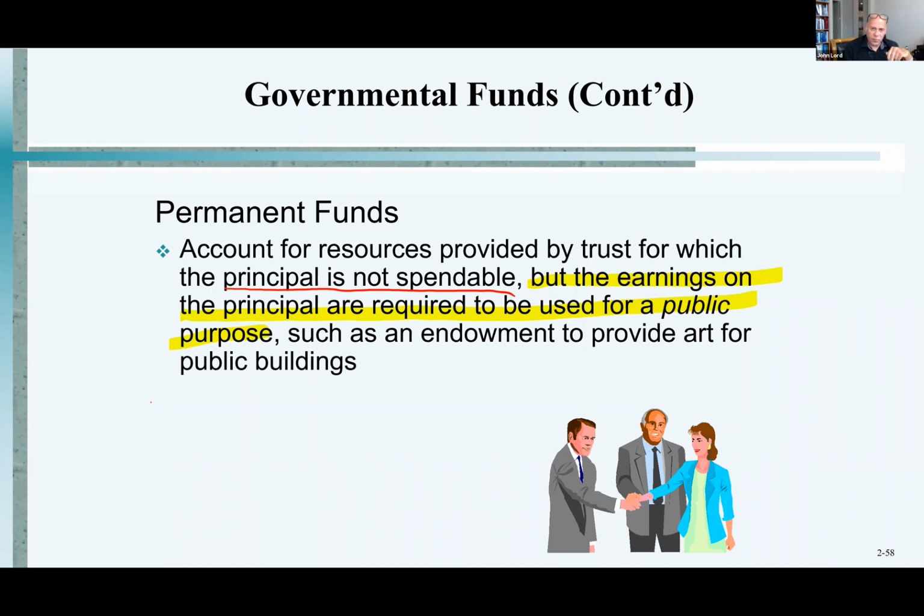We account for that where? In a permanent fund. We have that cash or whatever, investments, $1 million. We have the revenue coming in from those. And then we have what? We have the expenditures, which is only spending the interest, can't spend the corpus, the principal, only spend the interest on actually running the park in that example.